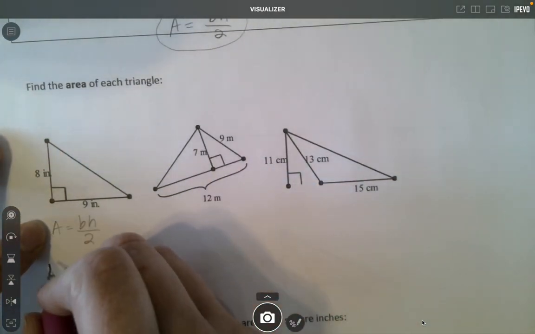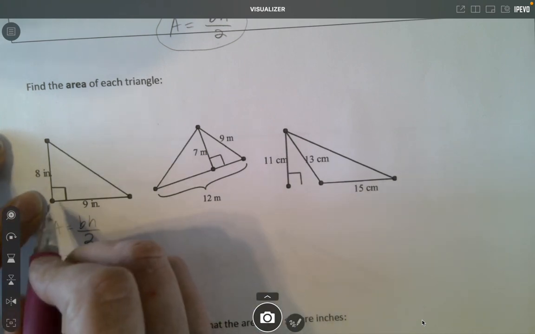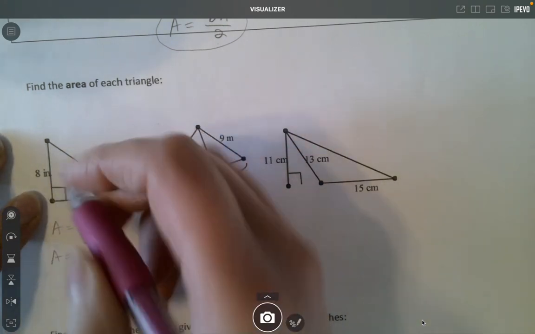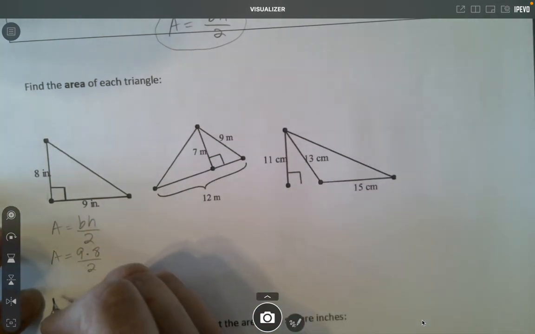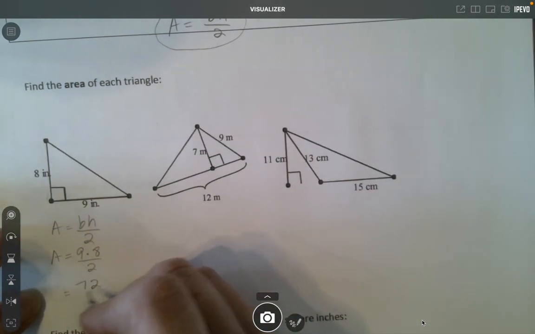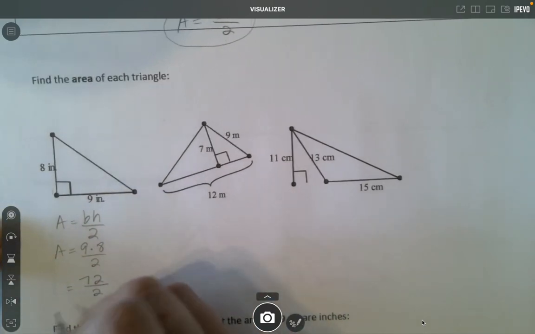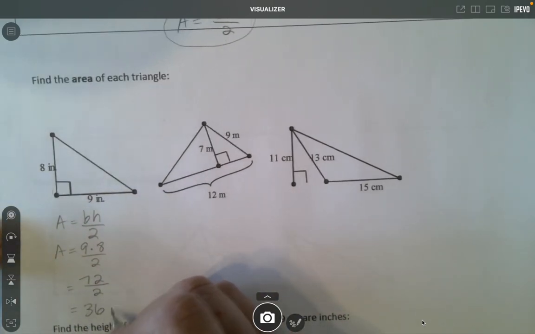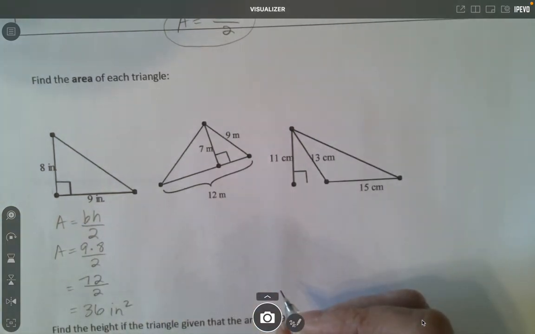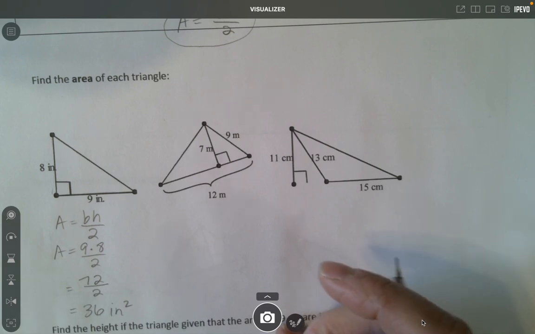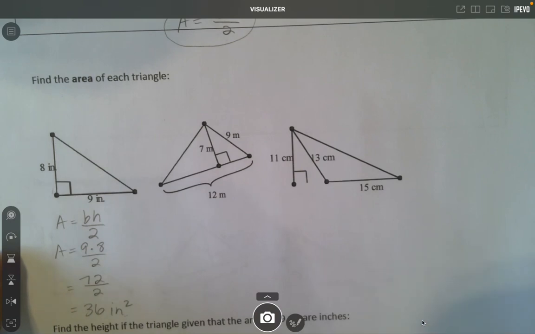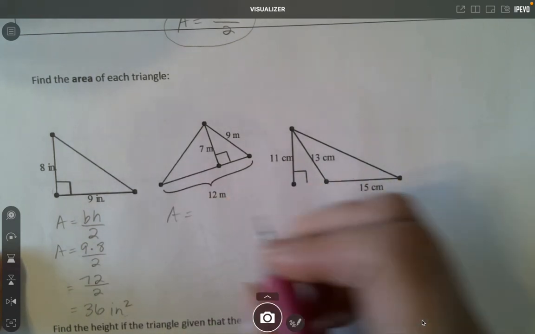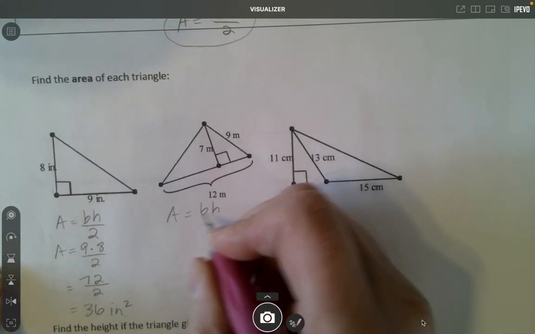So the way that this one's written out, it looks like my base is 9, my height is 8. So 9 times 8 divided by 2. And 9 times 8 is 72 divided by 2, which is going to give us 36 inches squared. So the first one should be inches squared. So we do have to make sure that we work with the right units. And when we do area, it's going to be units squared. On the next one, we're going to multiply base times height again, divide by 2.